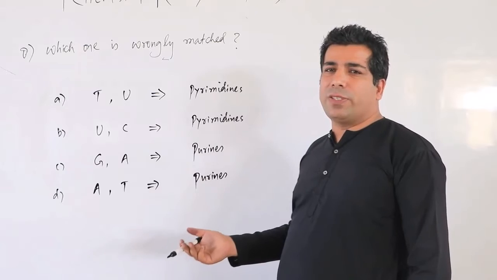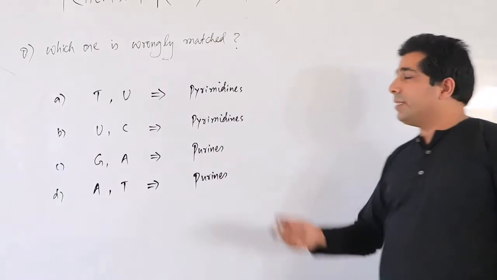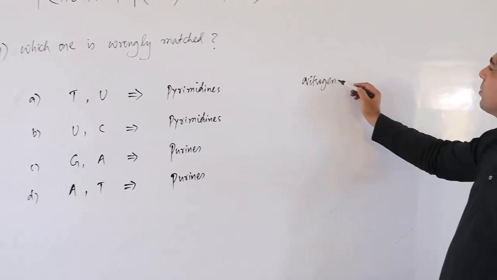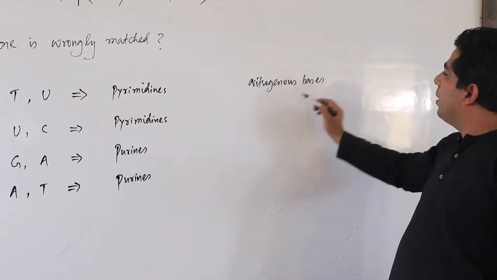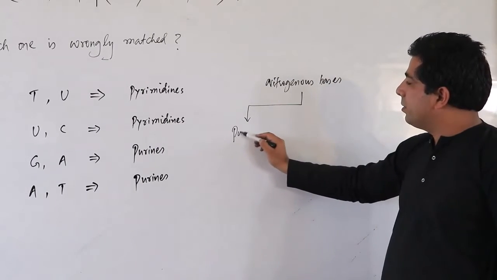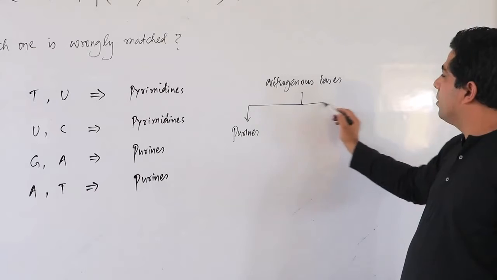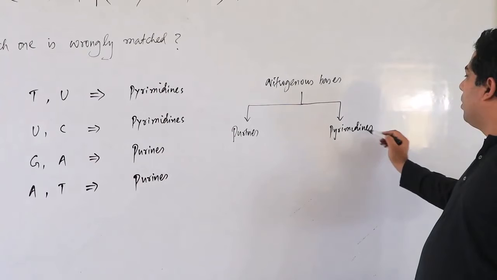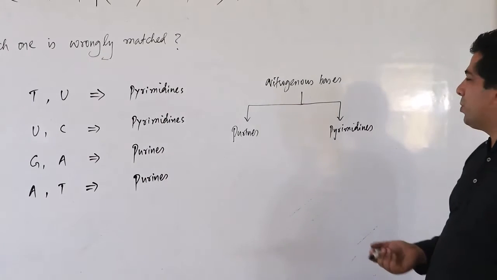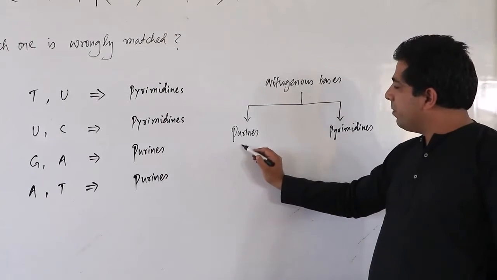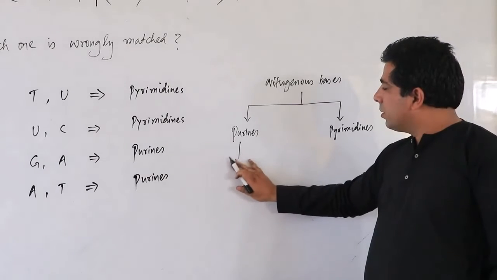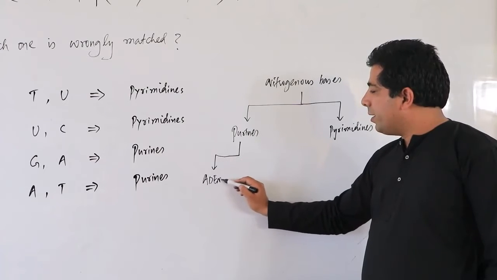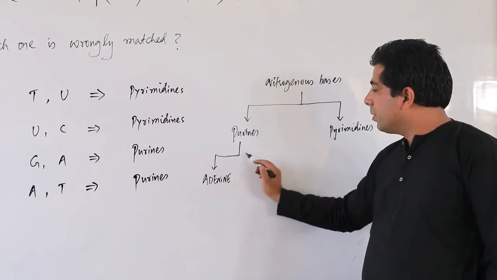So let's find out first of all purines and pyrimidines. Have a look here. We have our nitrogenous bases. In nitrogenous bases we have purines and pyrimidines, you can say, or pyrimidines, it's your choice. In purines we will have adenine and guanine.